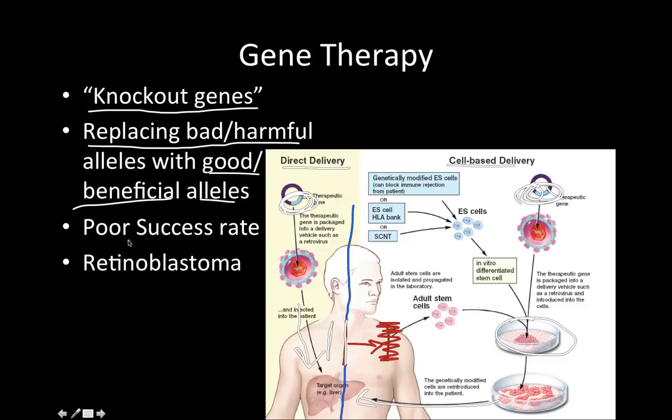Unfortunately, there's a pretty low success rate. It's usually only about 10%. Retinoblastoma, I've called before the poster child of gene therapy because it has an astronomically high success rate for gene therapy at 25%.